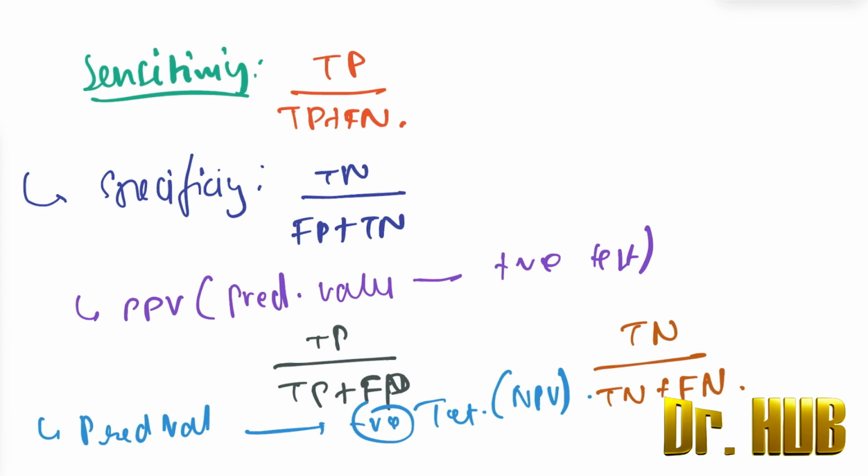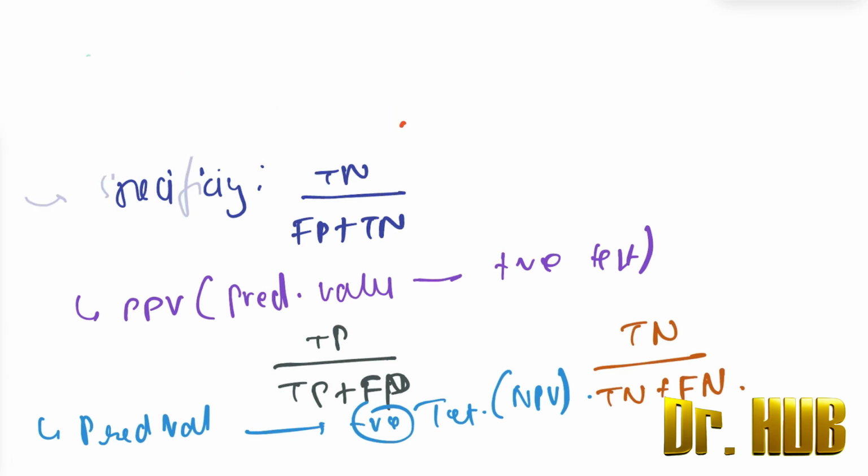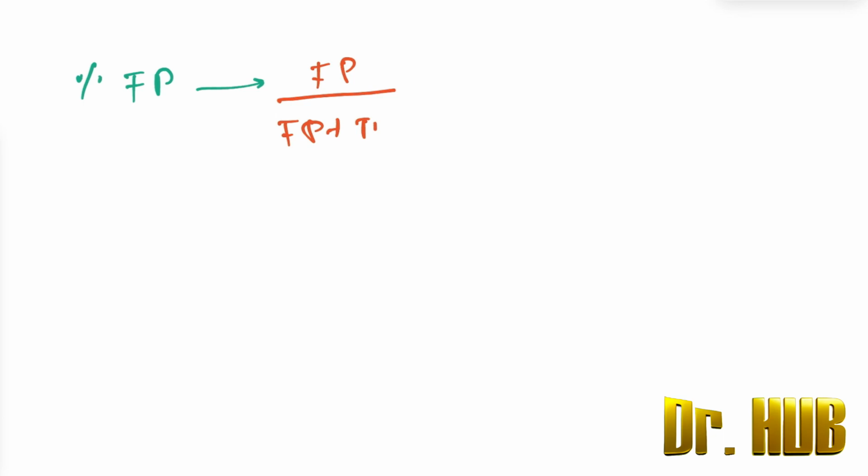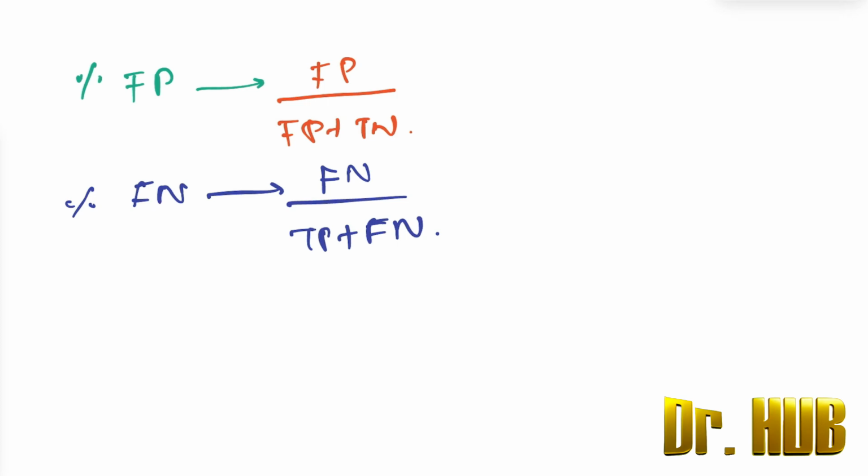Now let's look at the next one, that will be the percentage of false positive. This is going to be FP divided by FP plus TN. Next is the percentage of false negative, and this is going to be the FN divided by TP plus FN.